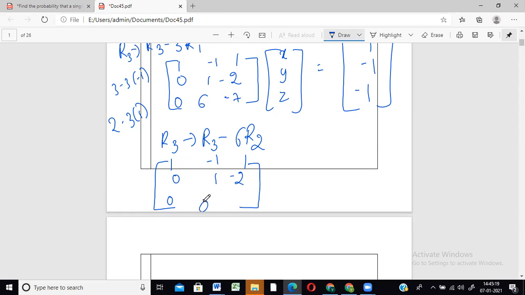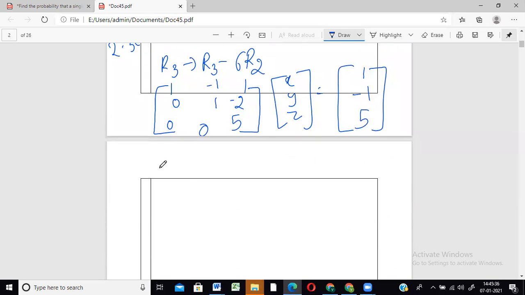6 minus 6 will be 0. The next one, minus 7 minus 6 times minus 2, that gives me 5. X, Y, and Z. 1 minus 1 minus 1 minus 6 times, so that's 5. Alright, so this is what remains.